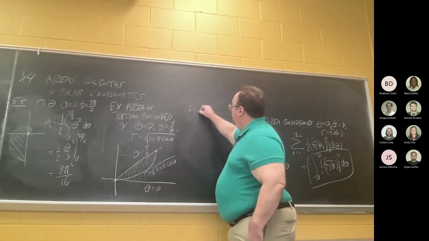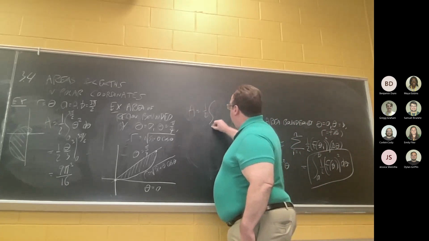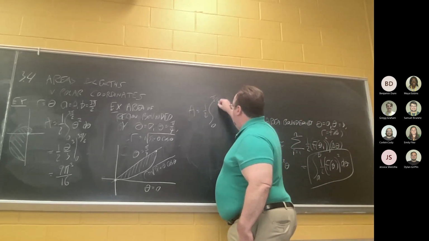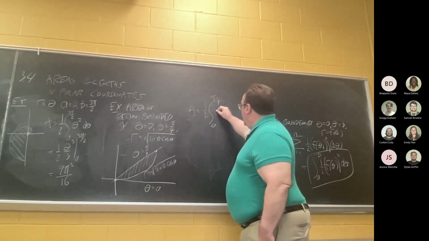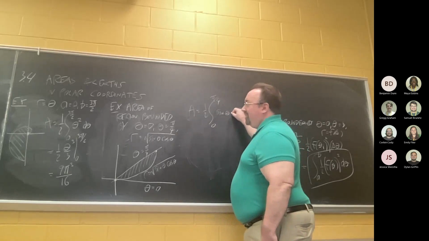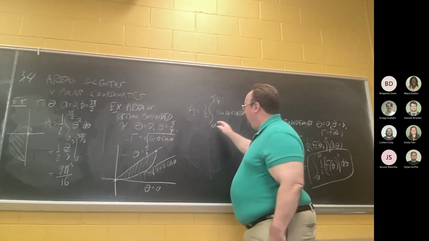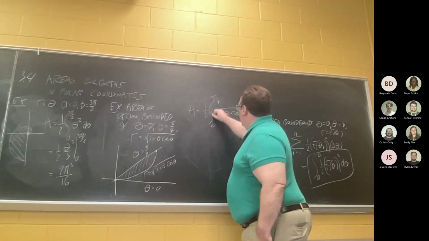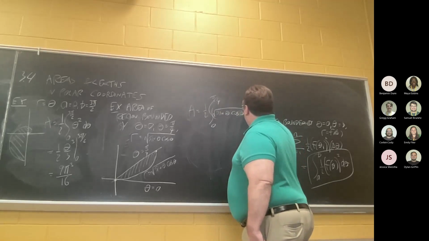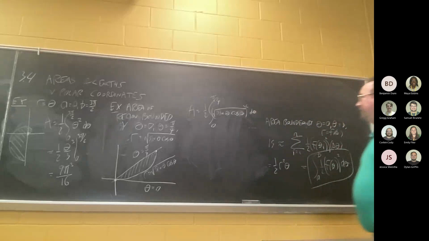So the area would be 1/2 integral from 0 to pi over 4 of r squared. But this is a toy problem, so it works out nicely: you square r, but that just cancels the square root.